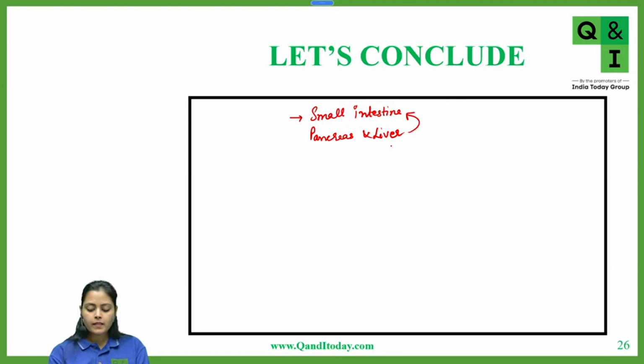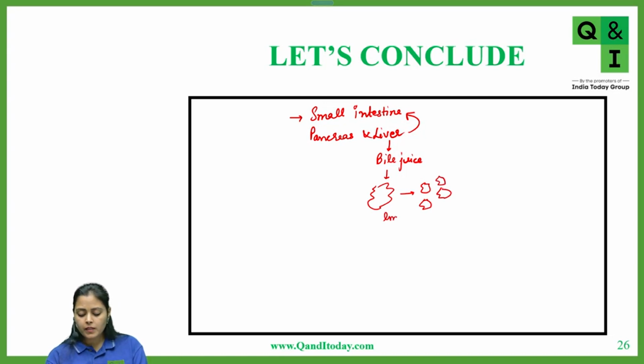Alan, liver secretes what? Bile juice. Very good. And what was the function of bile juice? Breaking large fat globules into smaller ones. What was this function called? Emulsification. Yes, emulsification of fats. Okay. Now, another one was that bile juice was also making the medium alkaline.